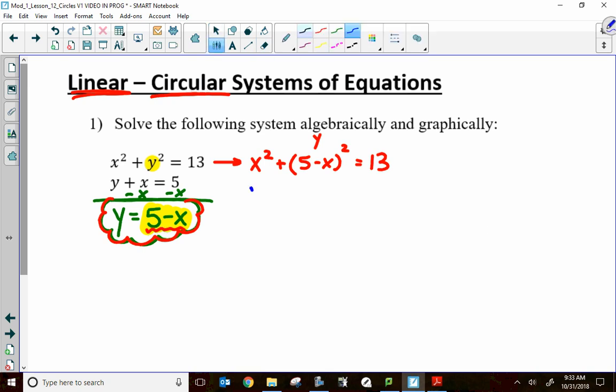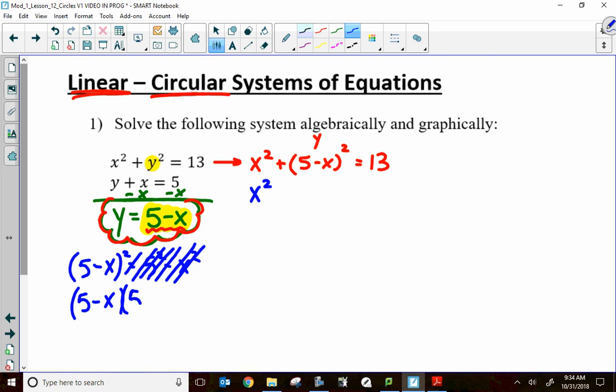This stays x squared. Now, I actually have to, please, for the love of God and everything holy, don't tell me that 5 minus x squared is 5 squared minus x squared. That is a big no-no. Everybody does that all the time. It drives me crazy. That is actually 5 minus x times 5 minus x.